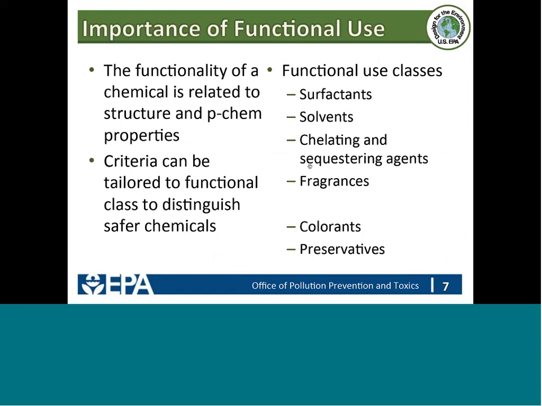Another concept that's important in Design for the Environment is that of functional use. So the functionality of a chemical is the job it does in the product. So it may be a surfactant or solvent or chelating agent. And functionality is also related to structure and physical chemical properties. So the goal is to make sure we understand functionality and functional use so that we're comparing apples to apples. You can't substitute a surfactant with a solvent. You have to look at other surfactants. And there may indeed be functional subclasses within these categories that we need to be mindful of.